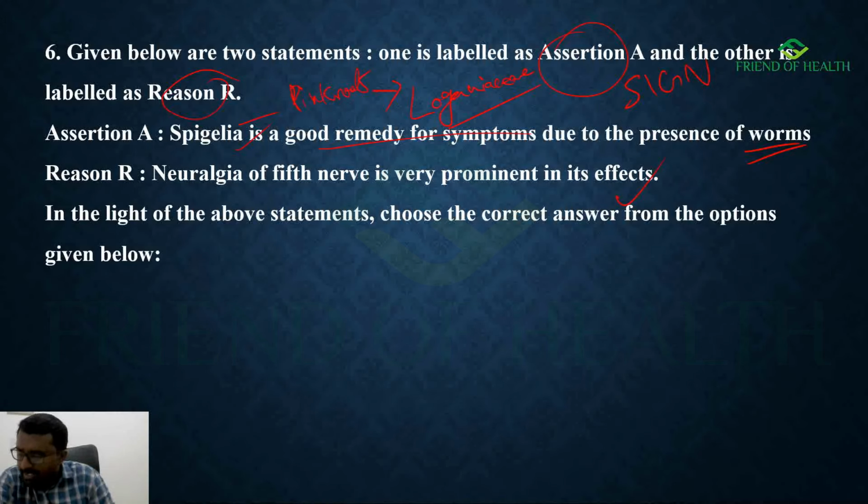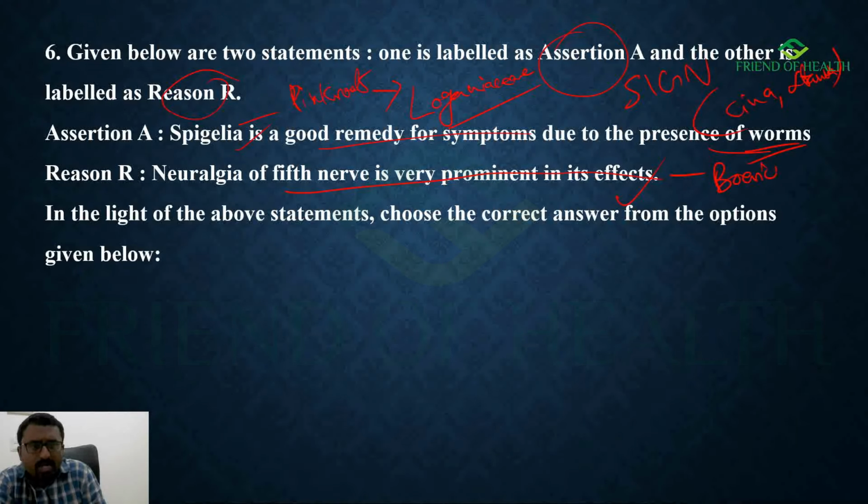scrofulous children afflicted with ascaris lumbricoids. So there they compare Spigelia with Cina and Stannum met. Okay, ascaris lumbricoids, Stannum met and Cina. So that's why presence of worms. Then neuralgia of the fifth nerve is very prominent in its effects. This is the sentence not from the keynote, it is the exact sentence from Boericke.